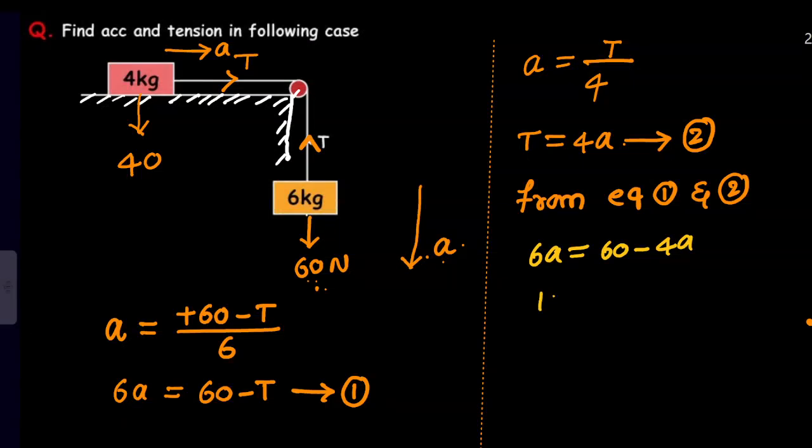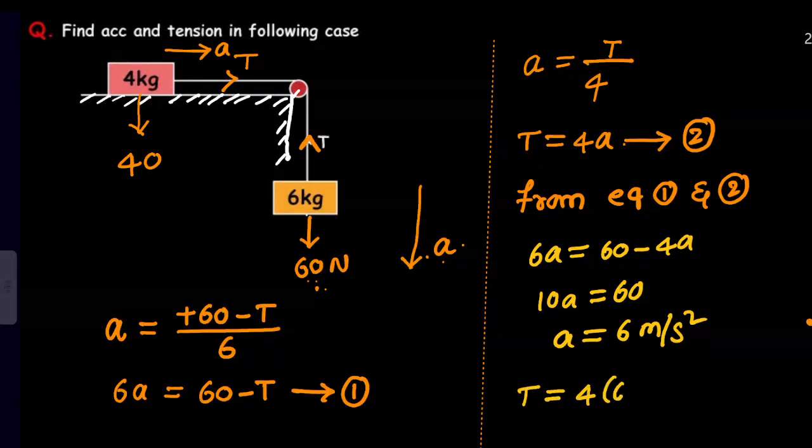10a is equal to how much? 60. So the value of a equals how much? 6 meters per second squared. Put the value of a in any one equation to get the value of T. We can place it in the second equation: that is 4 into 6, which equals 24 newtons. Okay, this is the method.